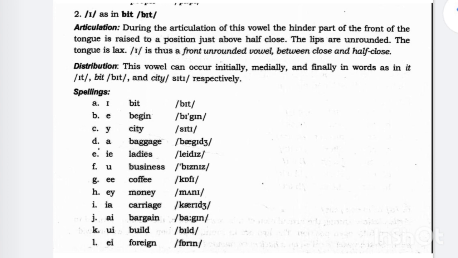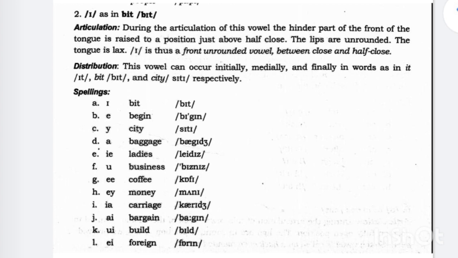Moving on to the next vowel sound, I. I is a front vowel, which is a short vowel. So, we are going to see I as in bit. The word bit, this is bit, phonetically transcribed. Coming to articulation. During the articulation of this vowel, bit, the hinder part of the front of the tongue is raised to a position just above half close.